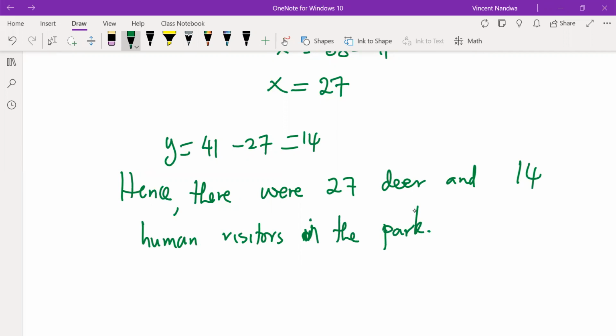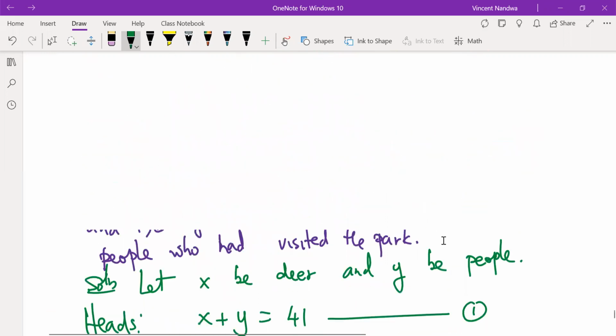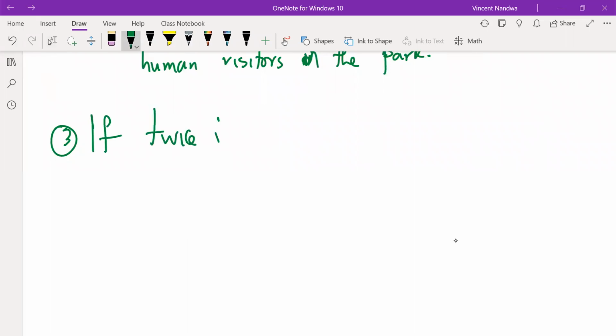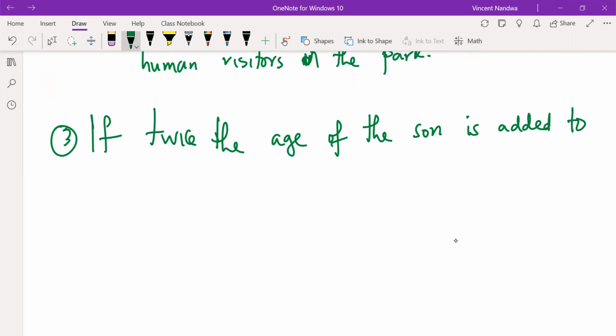Let's do another example. Now, this time round, testing on age. Number 3, if twice the age of the son is added to the age of the father, the sum is 56.